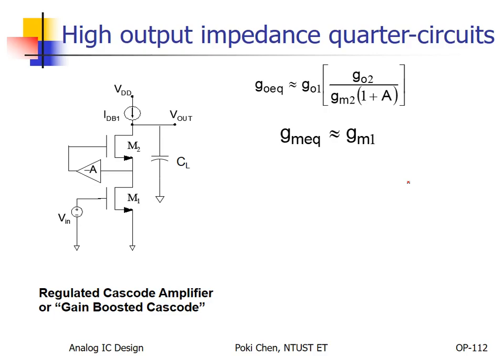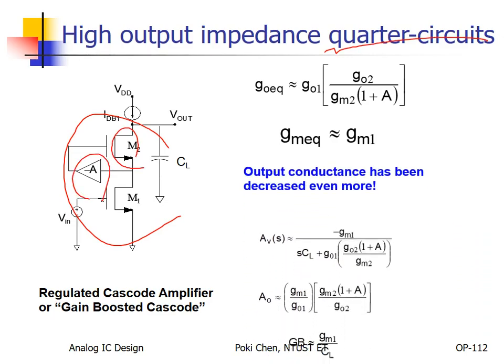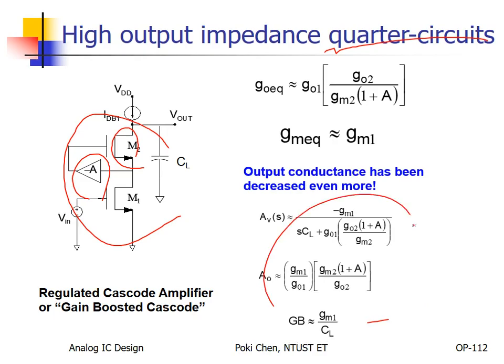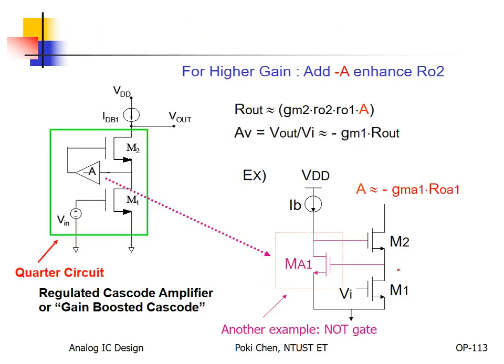First of all, you can focus on such a very high gain quarter circuit, cascode with gain boosting. Then you can do it by yourself. Easy to test, all right? And how to make it, again, common source.